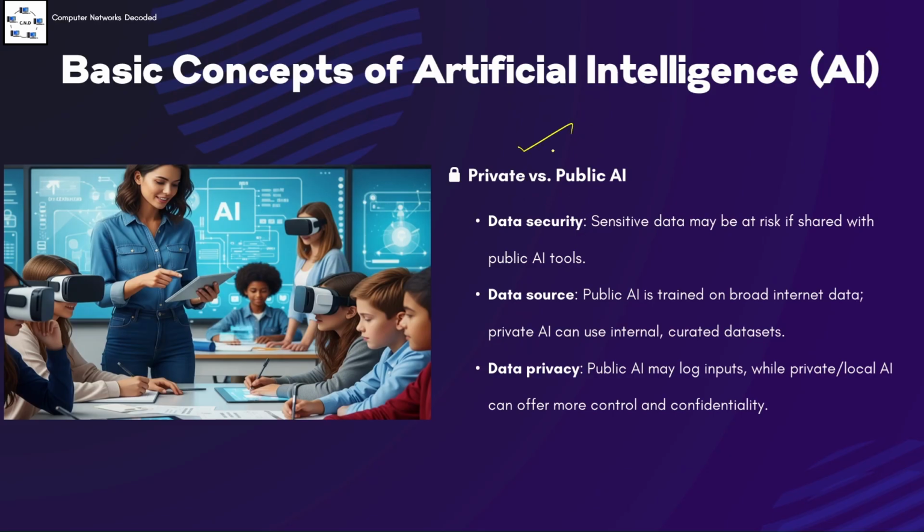So what is the difference between private and public AI? Data security: sensitive data may be at risk if shared with public AI tools. Data sources: public AI is trained on broad internet data, while private AI can use internal and curated data sets. Data privacy: public AI may log inputs, while private and local AI can offer more control and confidentiality.